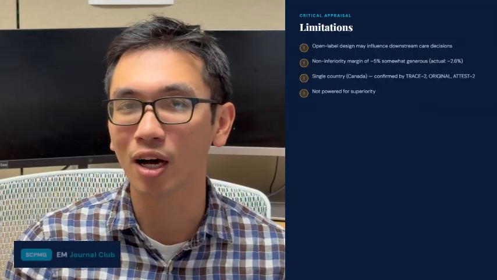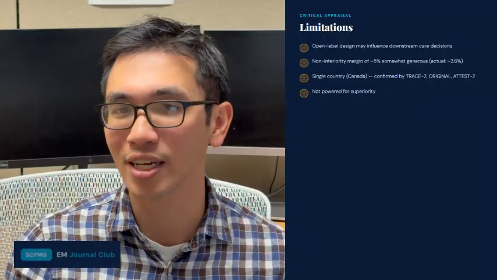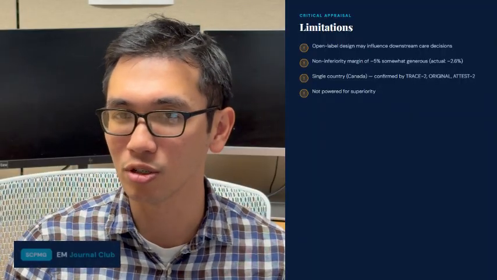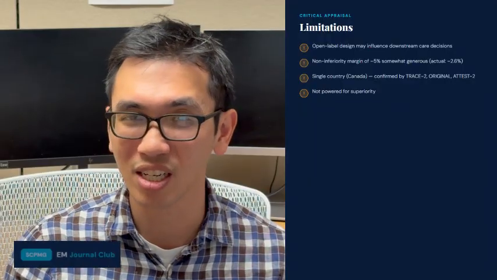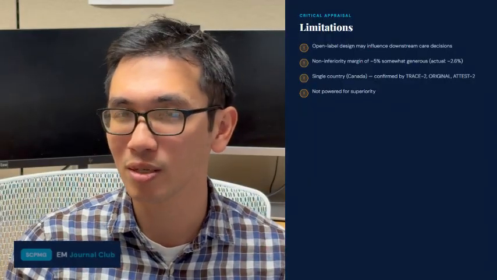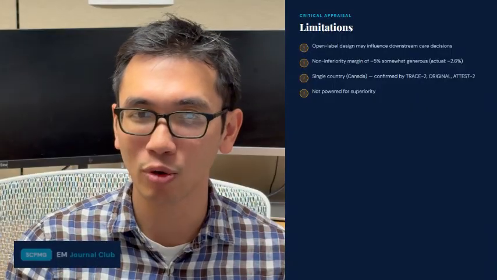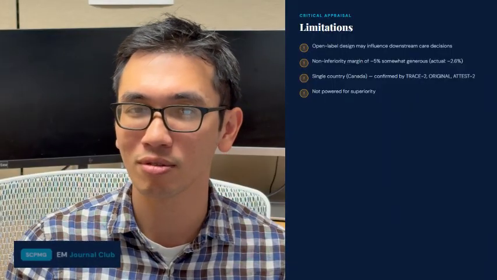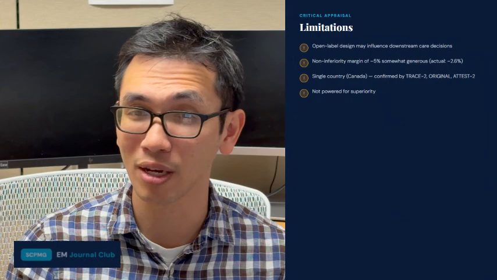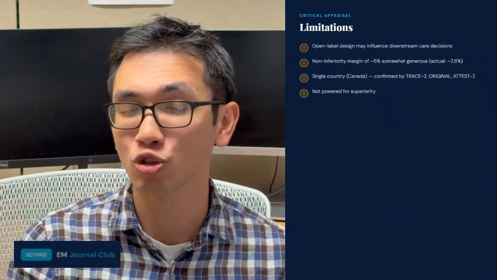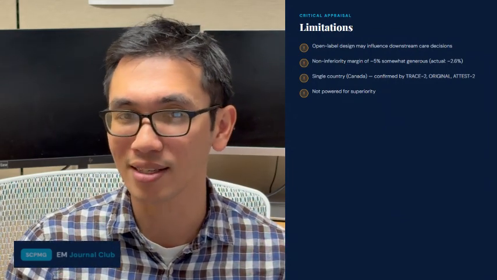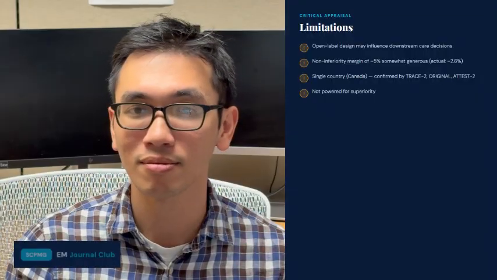Second, the non-inferiority margin of negative 5% is somewhat generous. Critics have argued that a higher margin, say negative 3%, would have been more reassuring. However, the actual result, negative 2.6% lower bound, would have met an even stricter margin. So in practice, this is a minor point.